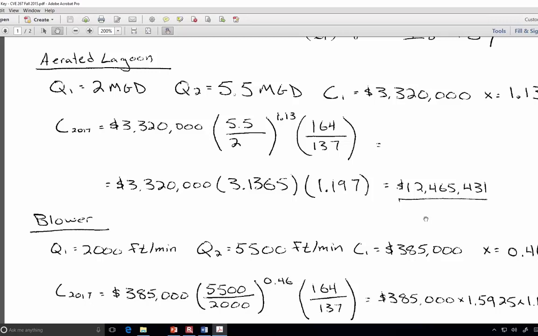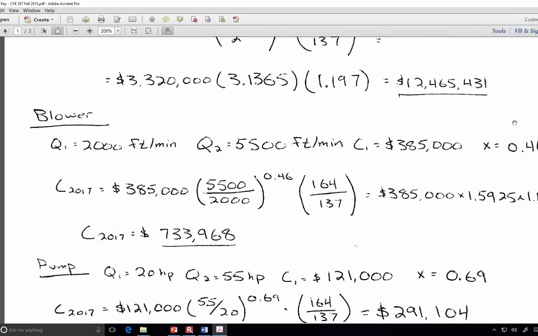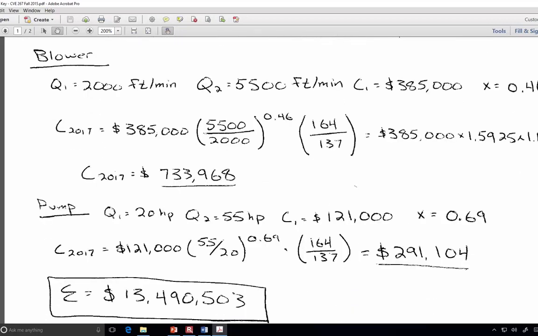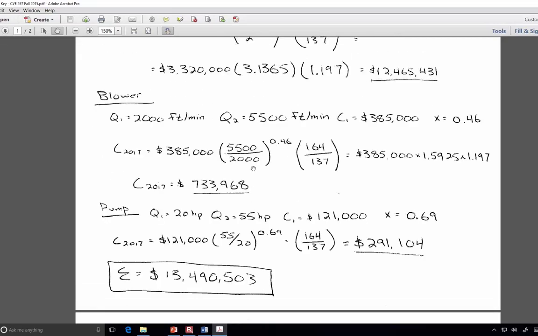We do the same thing for the blower. Now the lagoon has a penalty for size increases. 1.13 means that the larger you get, the more increasingly costly it is, whereas the blower has a nice value that's below 1, so you're getting far more than double the capacity at just barely double the price, in spite of the increase in cost due to time. So overall it should be $13.5 million approximately for the three components together.